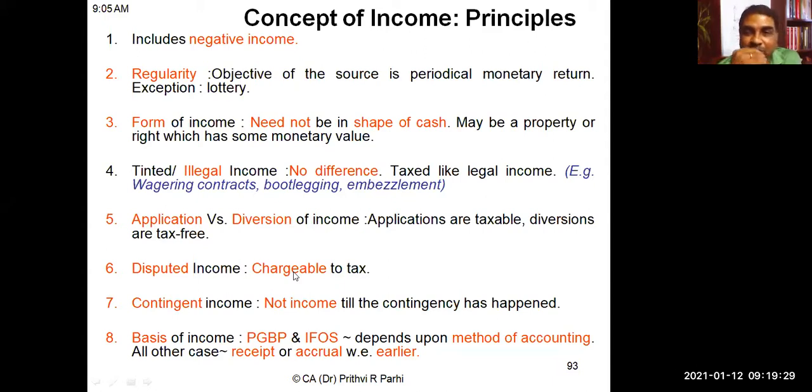Okay, who can tell me right now? Salaries, income from house property, capital gains, profits and gains of business or profession, very good, and income from other sources. So these are the 5 heads. Now how will we compute income for these 2 heads, PGBP and IFOS? What is PGBP? What is IFOS?